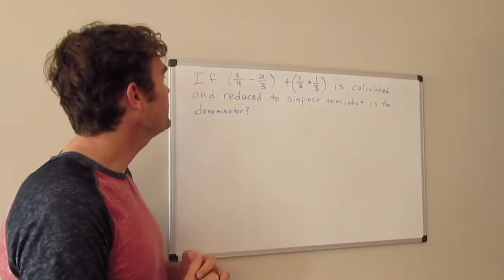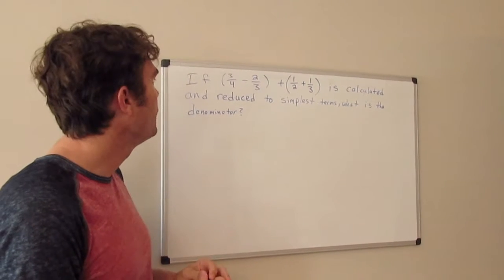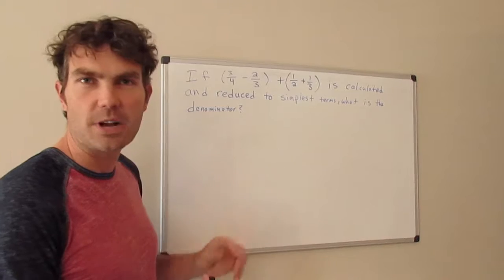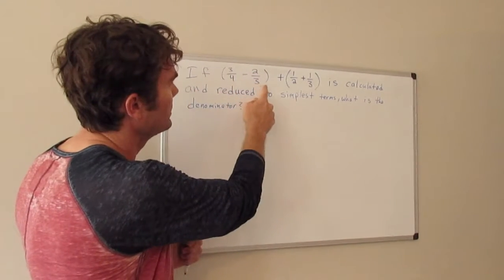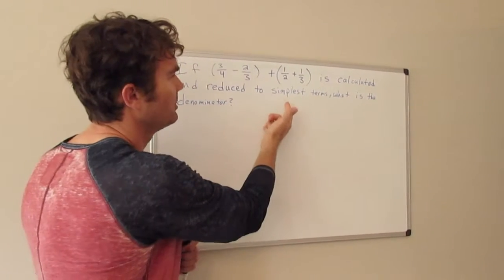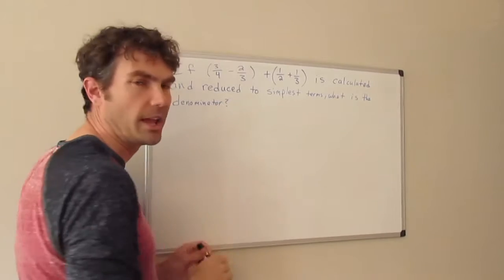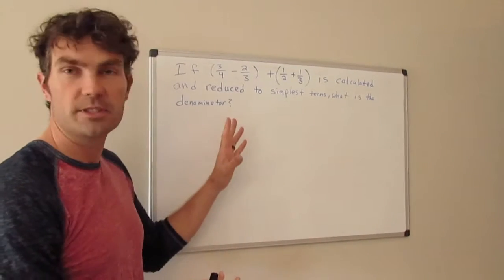The first problem we have here is an SAT, ACT style problem where we're adding and subtracting fractions. If 3/4 minus 2/3 plus 1/2 plus 1/3 is calculated and reduced to simplest terms, what is the denominator? So the first thing we're going to want to do here is, well, let me stop here.